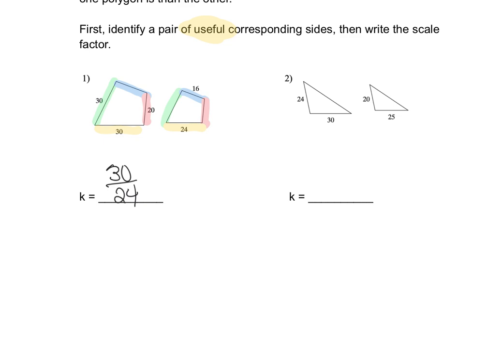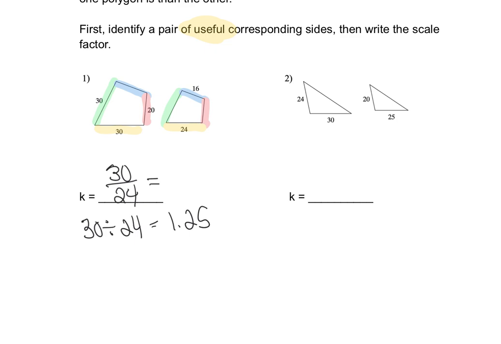Okay, and everything is going to be a simplified fraction. If you are not very good at simplifying fractions in your head, your calculator will do it for you. So here's a quick little lesson on how to simplify a fraction. 30 over 24 means 30 divided by 24. So if you put 30 divided by 24 into your calculator, it's going to give you 1.25.